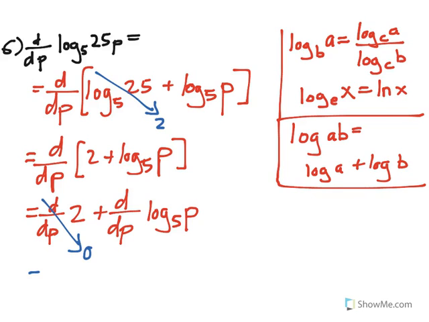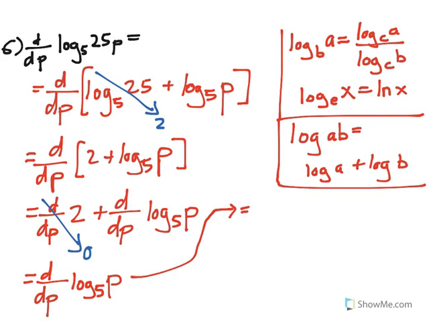So all we are left with now is the derivative with respect to p of log base 5 of p. Okay, now we can apply the change of base formula. And again, a lot of these steps, it really doesn't matter exactly what order you do them in, but you do have to do all of these at one point or another. Okay, so we're going to carry on over here.